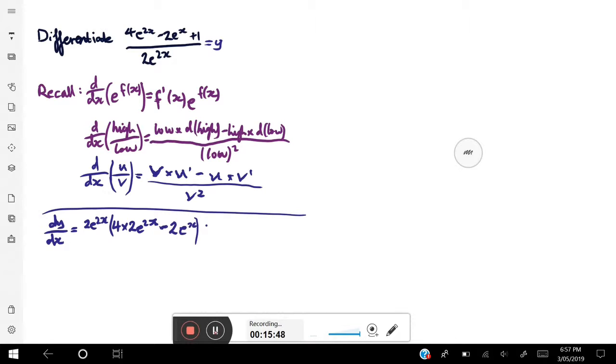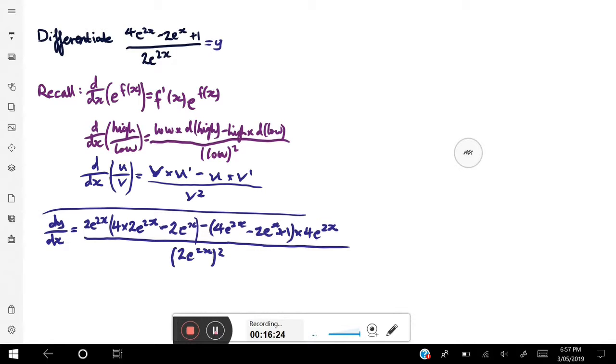And then minus. So that one was low d high, and then high d low. So the higher one, I'll just copy that whole thing down: 4e to the 2x minus 2e to the x plus 1. And then multiplied by d low. So differentiation of 2e to the 2x is just 4e to the 2x, because 2 times 2. Put this whole thing over low squared. So 2e to the 2x, squared.